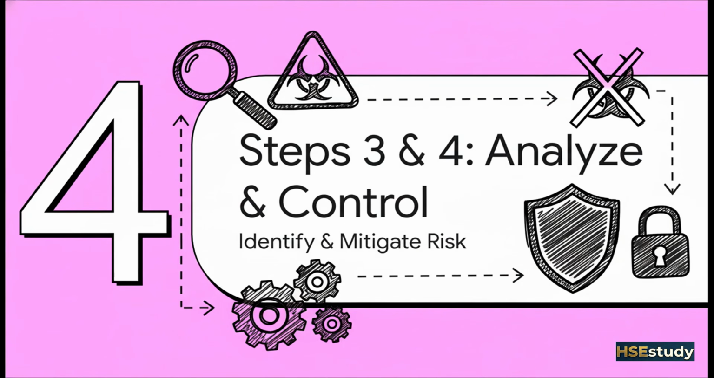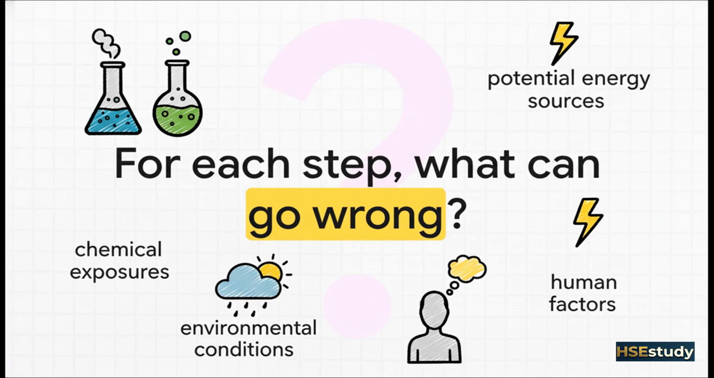All right, now we get to the real heart of the JHA. We've got our steps listed out. The next two phases really go hand in hand. We identify the hazards for each step, and then we figure out how we're going to control them. For every single one of those steps we listed, we have to go back to that core question: what could go wrong? And this is crucial. You have to think about the worst-case scenario. Don't just think about what usually happens. We're on the lookout for all kinds of things: energy sources, chemical exposures, environmental conditions, human factors, anything that could possibly lead to an injury.